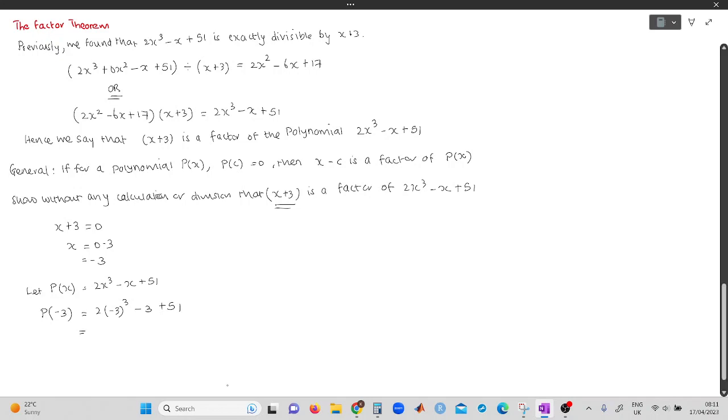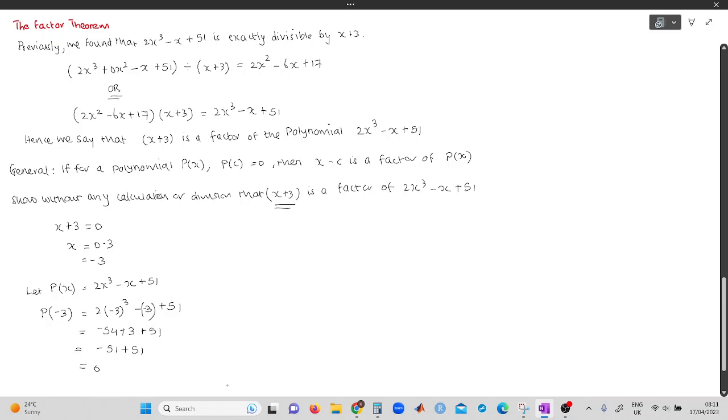Donc, je vais avoir 2 multiplié par moins 27, ça va me faire moins 54, non, ça fait plus 54, right? Non, c'est bon là. Yeah, it's correct. Let me just check it. 2x cubed. So, x will be minus 3. Minus 3. Donc, plus 3. Because it's minus x plus 51. Donc, ça va me faire moins 51 plus 51 qui me fait 0.